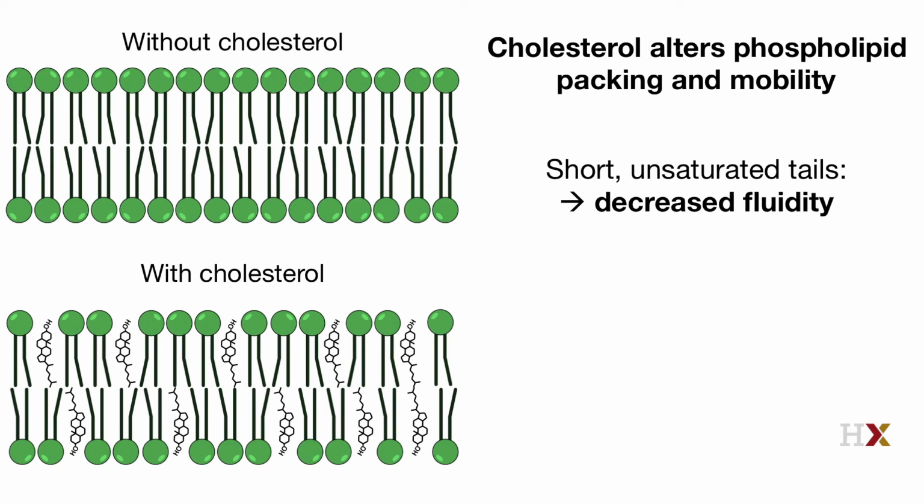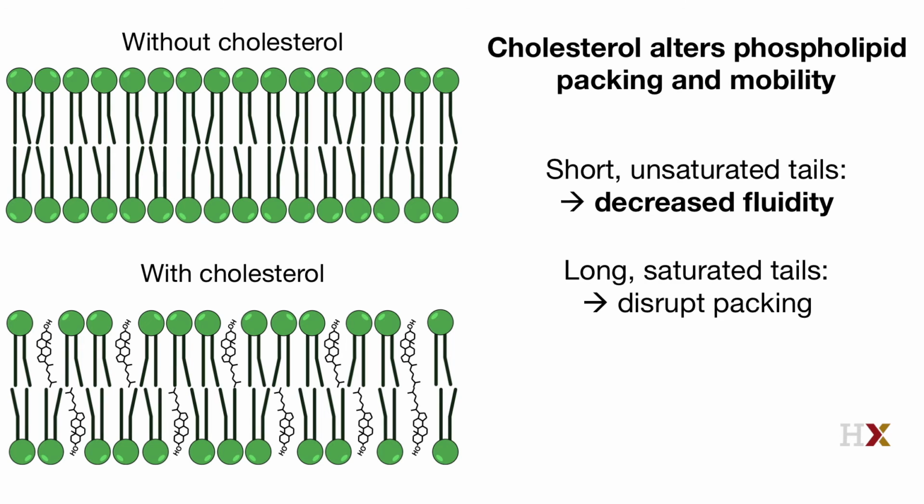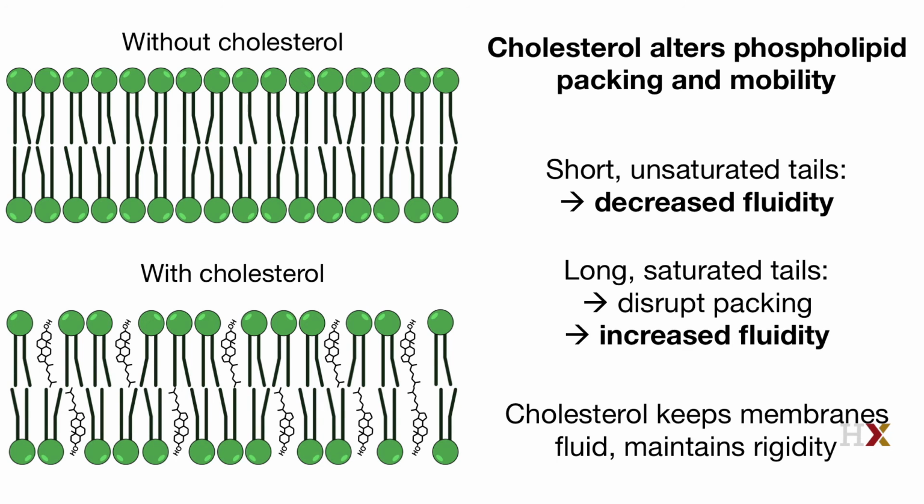In contrast, cholesterol will also interfere with long saturated phospholipids, and it will disturb the tight packing of these lipids and will prevent the transition to a paracrystalline state. So it will increase the fluidity of the membrane. Cholesterol keeps the membranes in the sweet spot. It keeps them fluid, but it also maintains their rigidity.